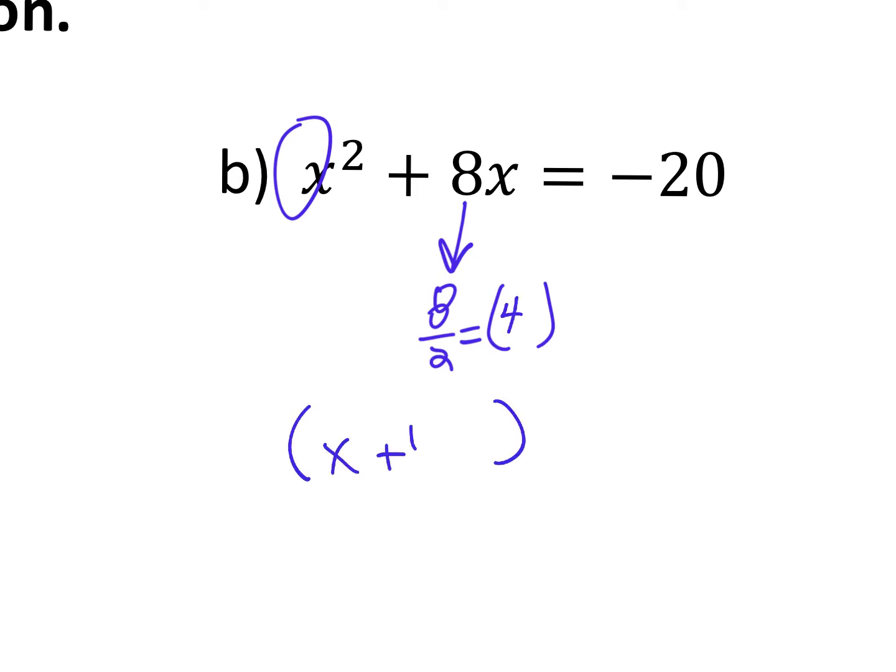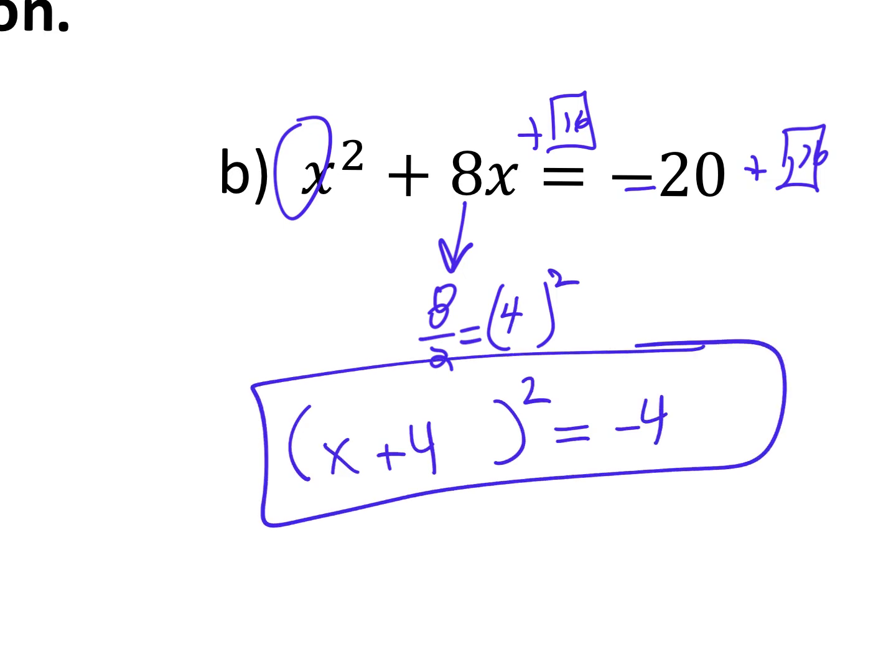So in my parenthesis here, x is my letter. It's a positive 4, so plus 4. Remember, this is squared. And then I have to complete the square. I have 2 boxes that I have to plug into. What is 4 squared? 16. So if I add 16 here, then I have to add 16 here. What's negative 20 plus 16? It's going to be negative 4. And that's it. That's completing the square.